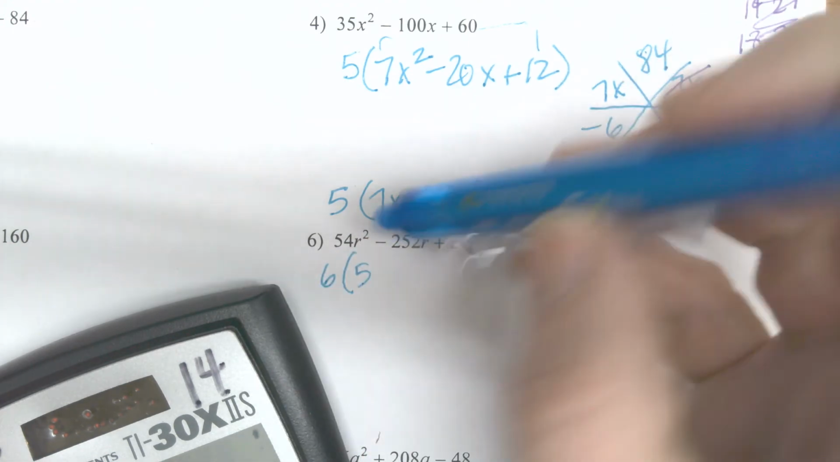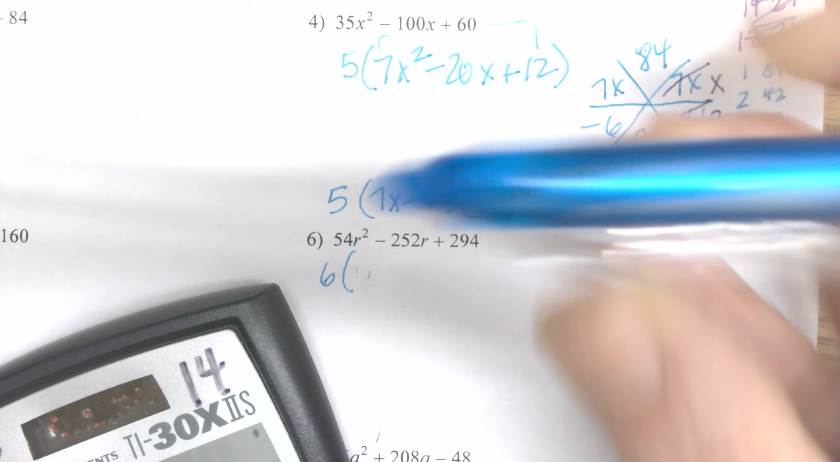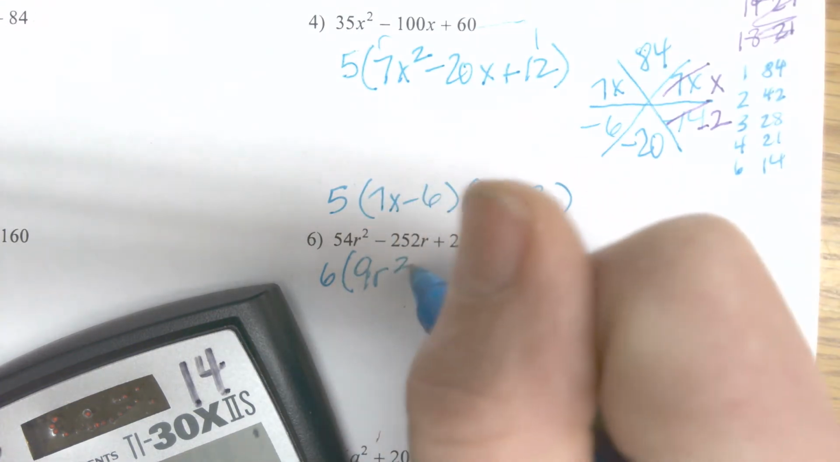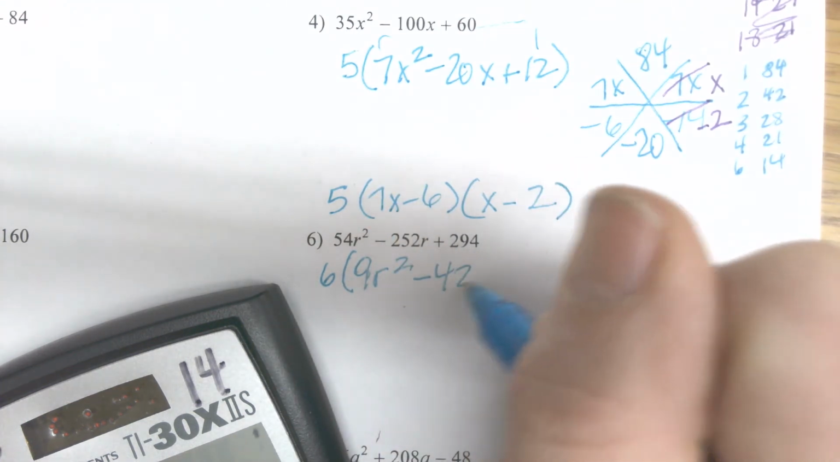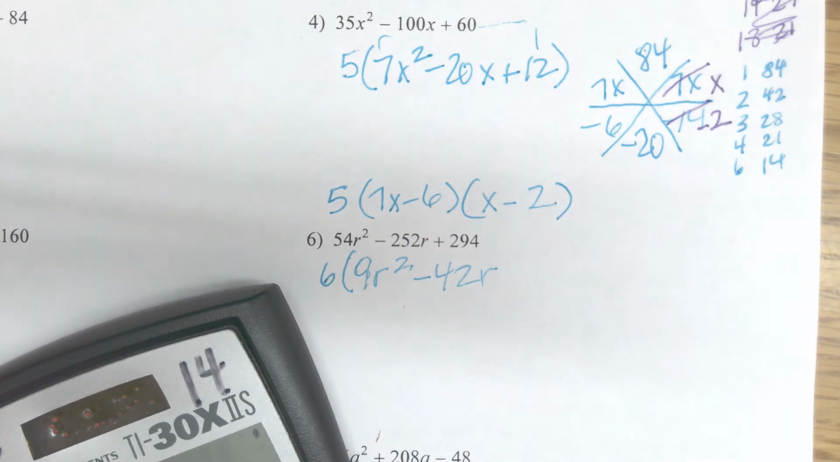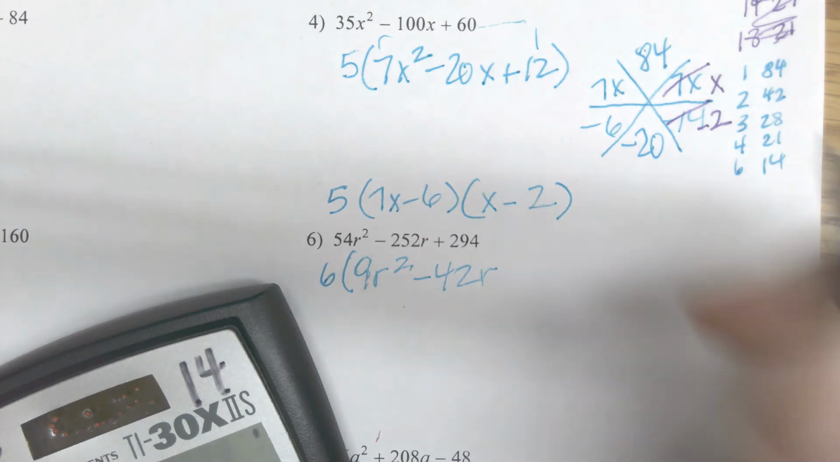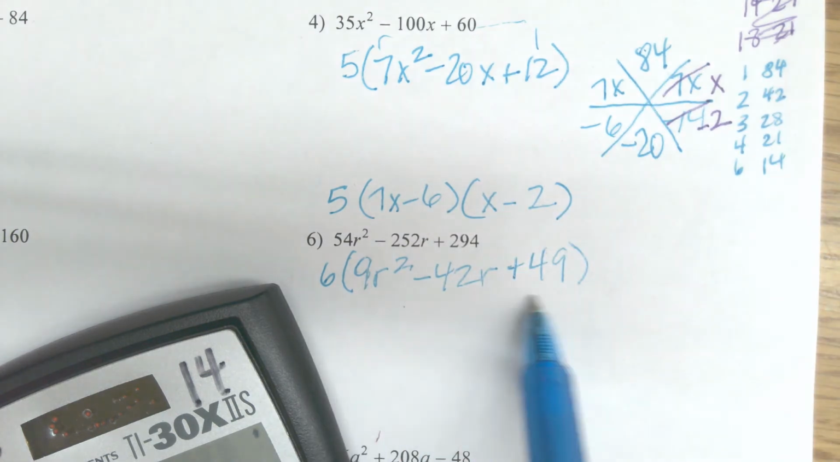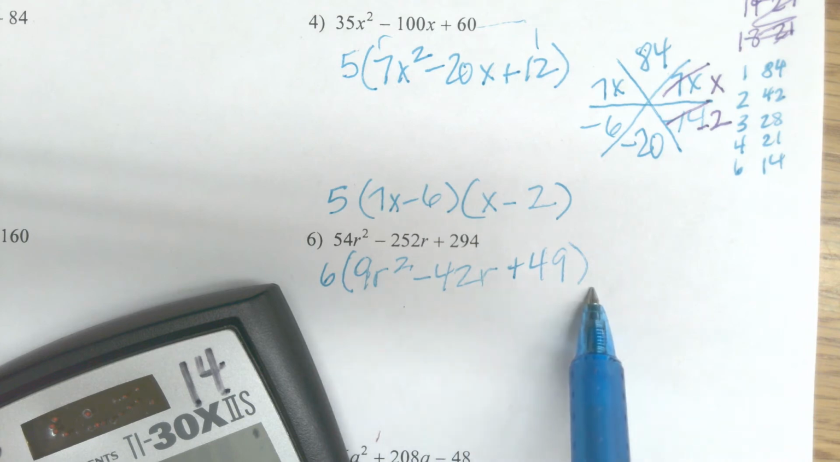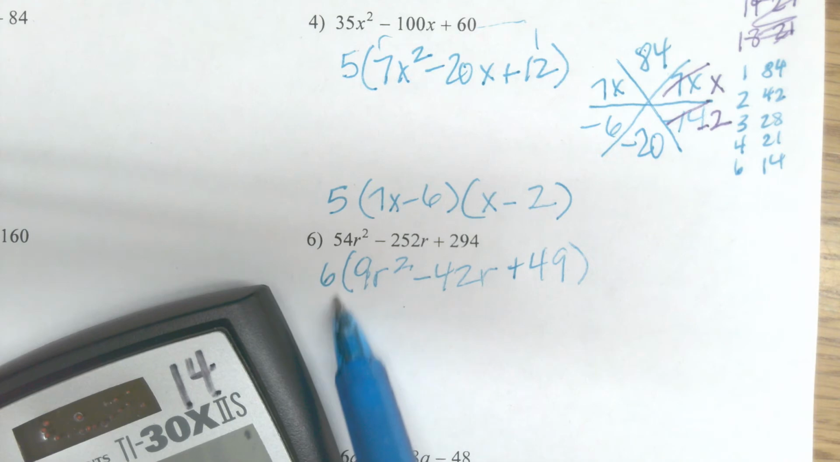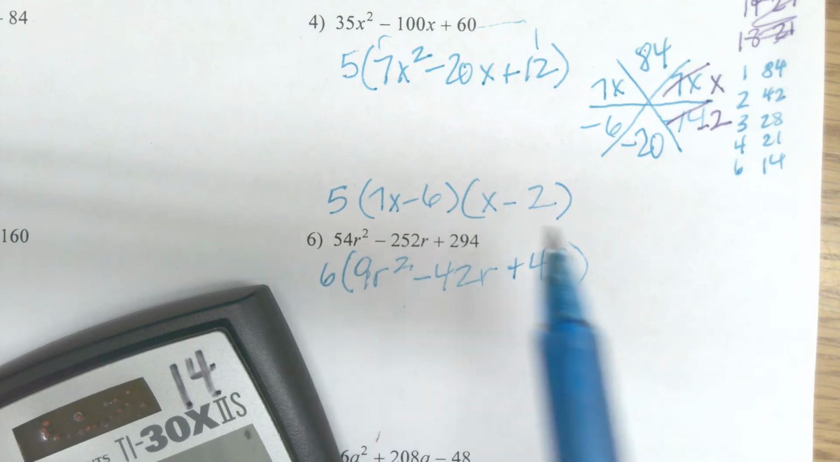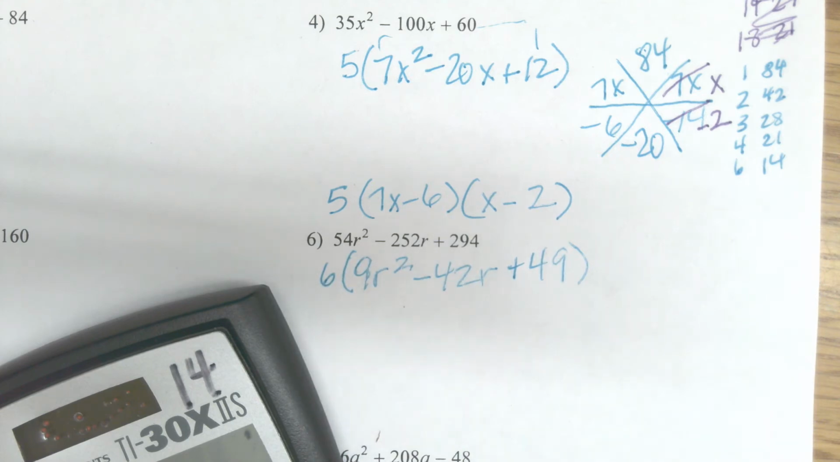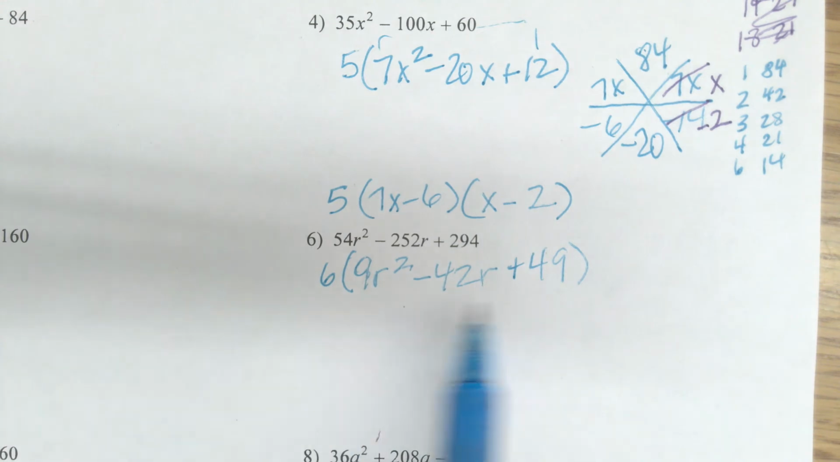That would be 9r squared minus 42r, and then 294 divided by 6 plus 49. Sometimes I need to check it again to see is there anything more that I can take out of everything, because sometimes I don't get everything out the first time. Like if you started with 2 right away, you would find that you could still simplify it even more. So just play around with the numbers.